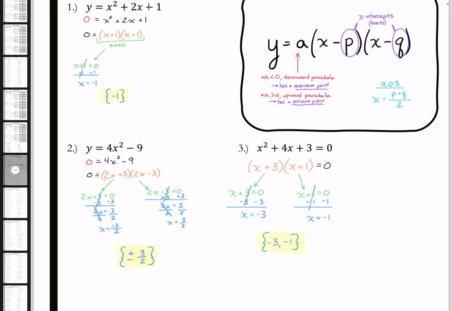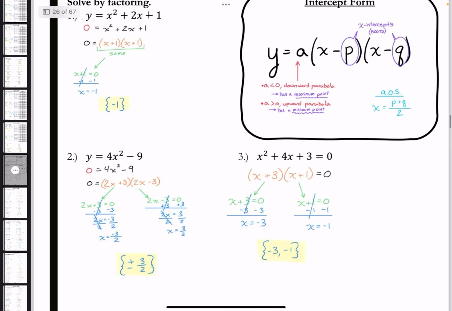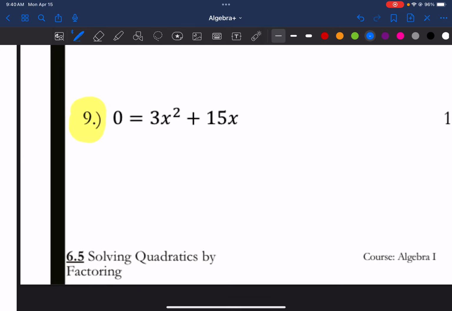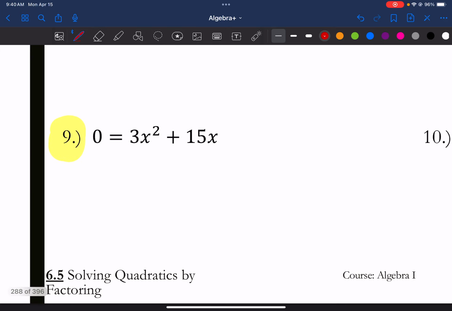You can pause the video here so you can take a look at your work. But let's move on. Let's go on to the next page. Let's do an example where we do have a GCF, right? This one is already set to 0, so nothing for us to do there.